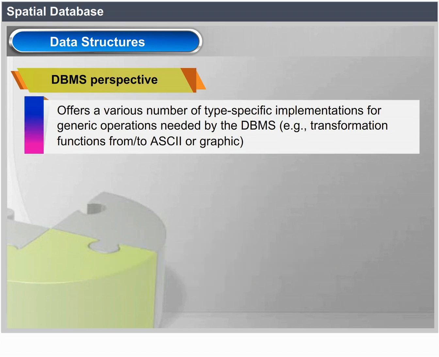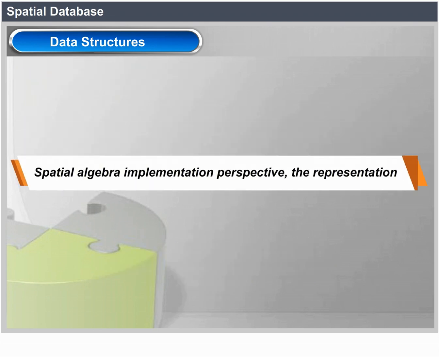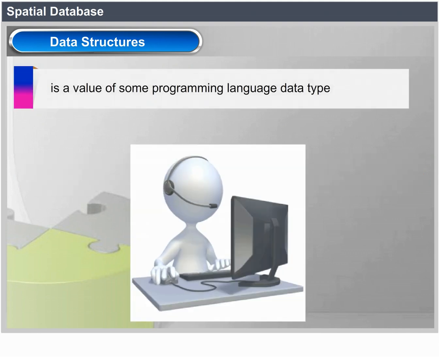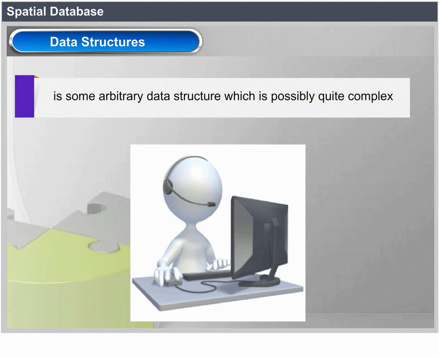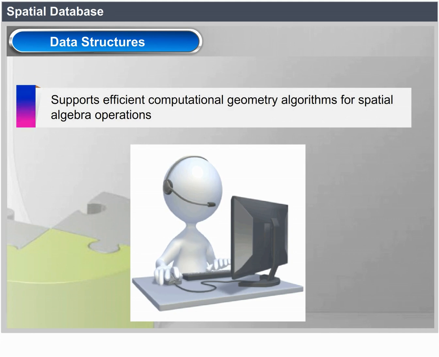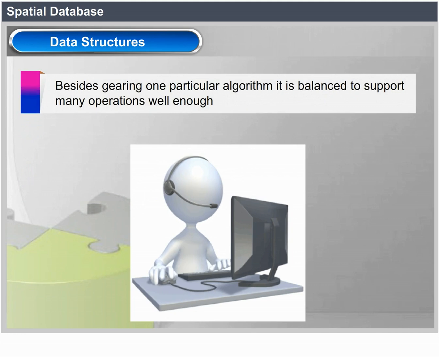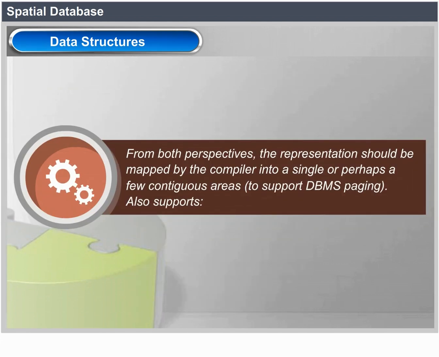Spatial algebra implementation perspective: the representation is a value of some programming language data type, some arbitrary data structure which is possibly quite complex, supports efficient computational geometry algorithms for spatial algebra operations, and is not geared only to one particular algorithm but is balanced to support many operations well enough. From both perspectives, the representation should be mapped by the compiler into a single or perhaps a few contiguous areas to support DBMS paging. Also supports plane sweep sequence.